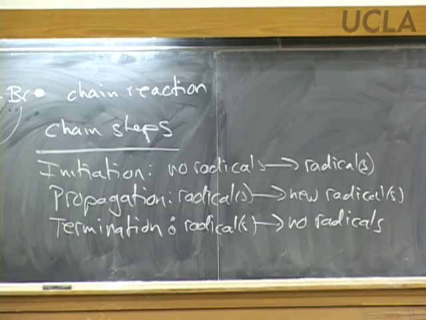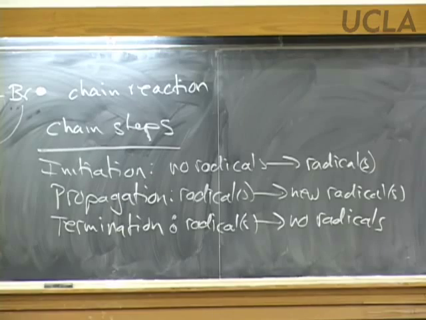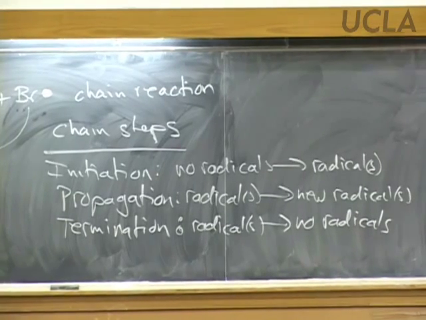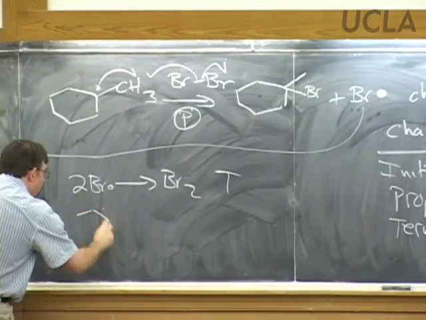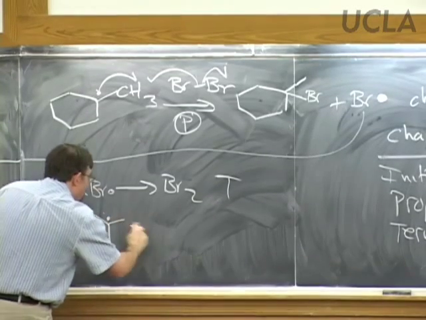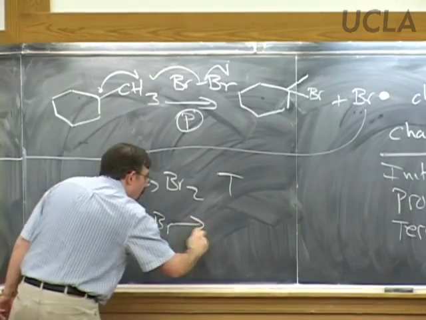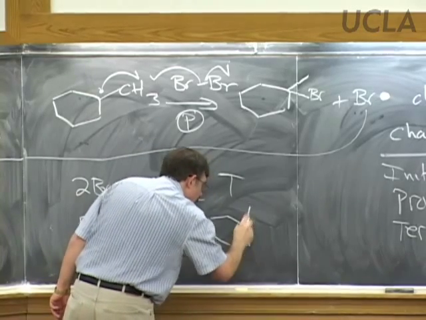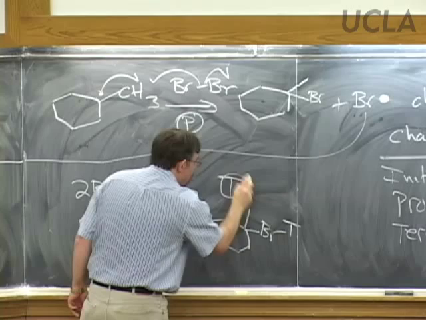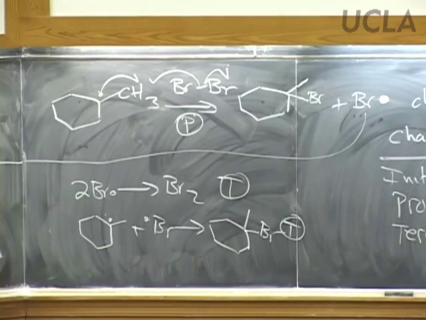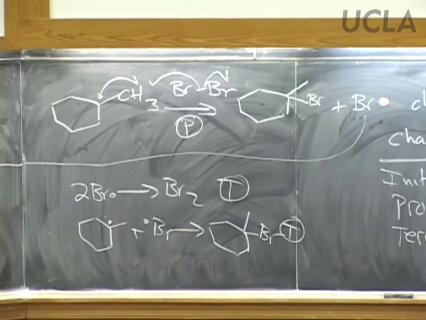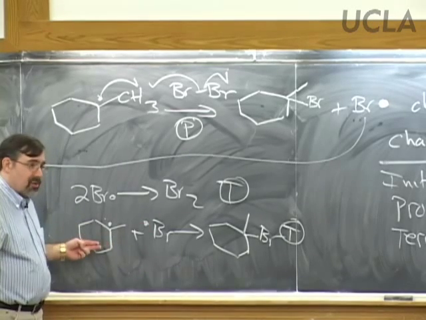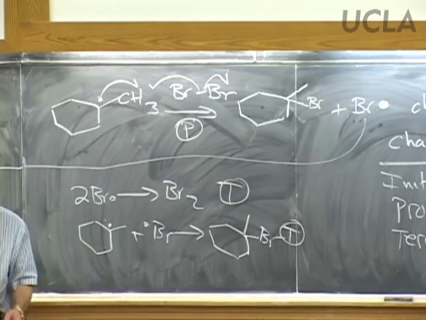Now, the mechanism we've written up here has no termination steps formally included in it. We can write one. Let's say two bromine radicals come together to make Br2. That would be a termination step. Or a methyl cyclohexyl radical finds a bromine radical and makes product. And that's also a termination step. These don't happen very often, maybe one time out of 1,000 or one time out of 1,000,000 through the cycle, because radicals are generally present in low concentration and their probability of finding each other is pretty small.